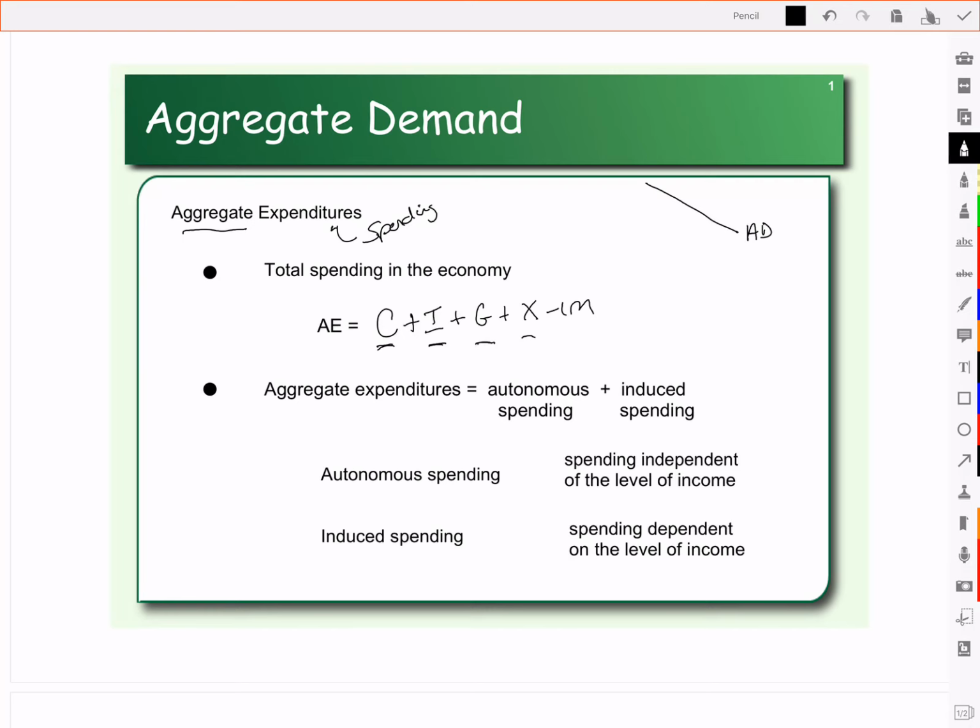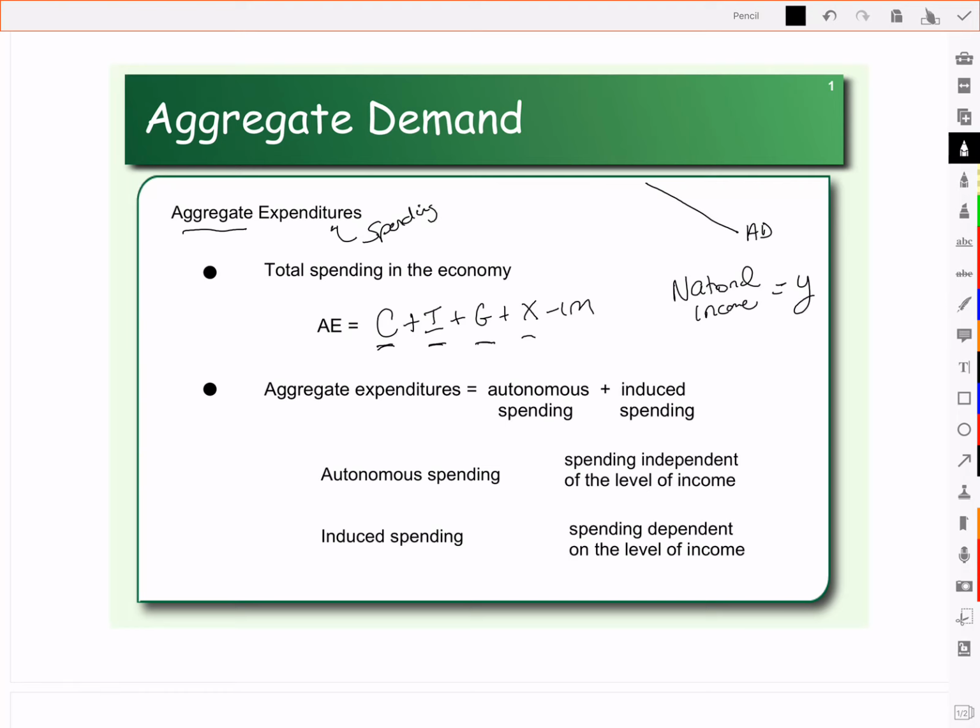Now, for this, we're going to use AE to represent aggregate expenditures. And then we're also going to be looking at national income. And you'll recall the income approach to calculating gross domestic product is the total of our wages, our interest, our rent, and our profits. So we're going to denote national income here with a Y. And so we're going to compare our income and our aggregate expenditures, and we're going to look at what happens, what causes that spending to change.